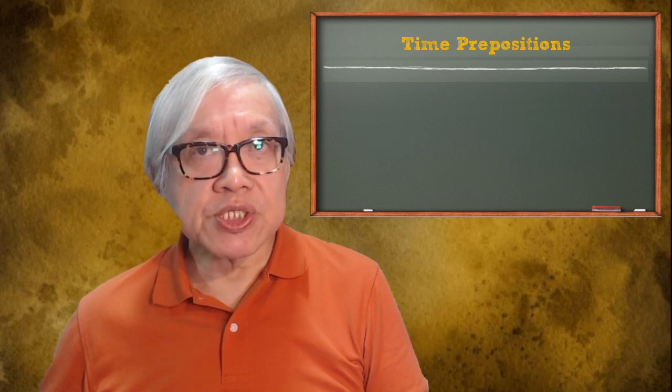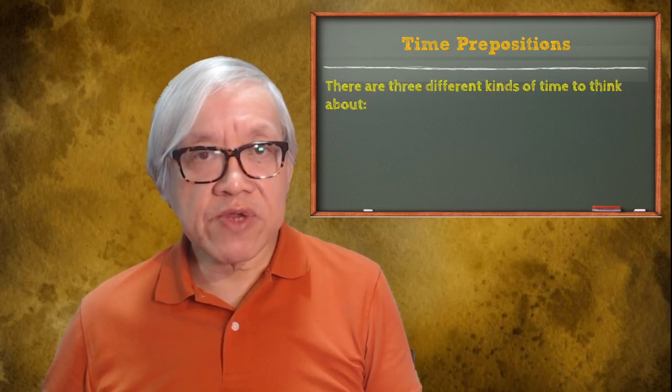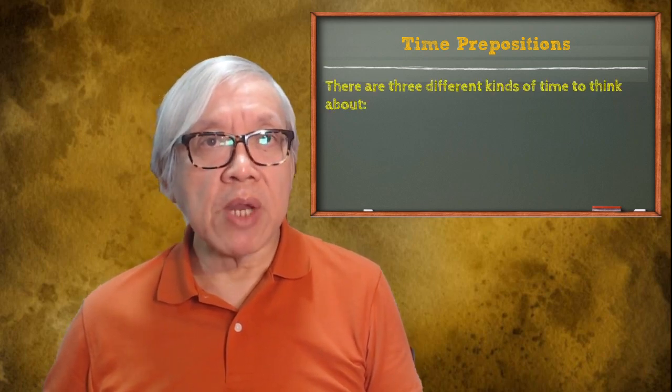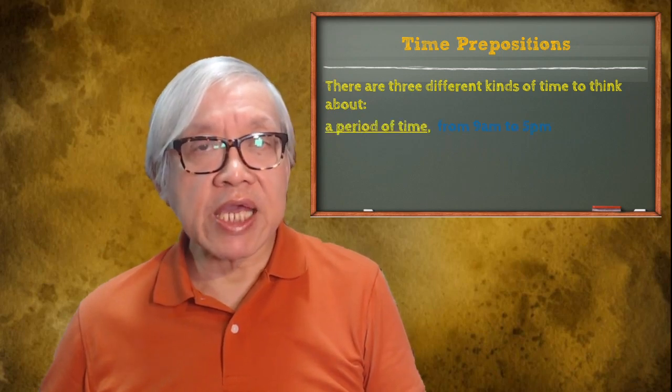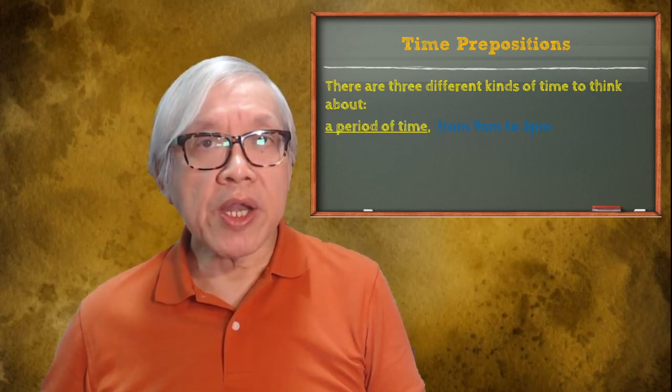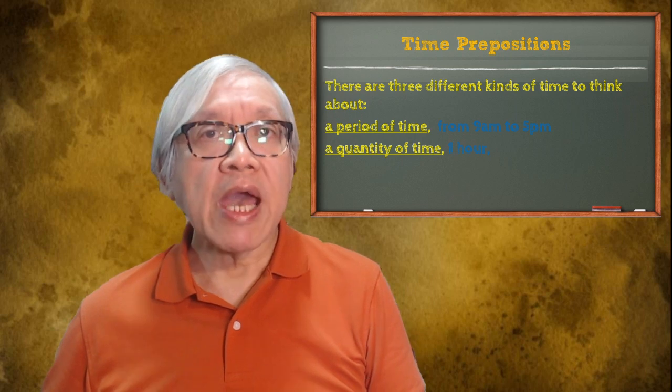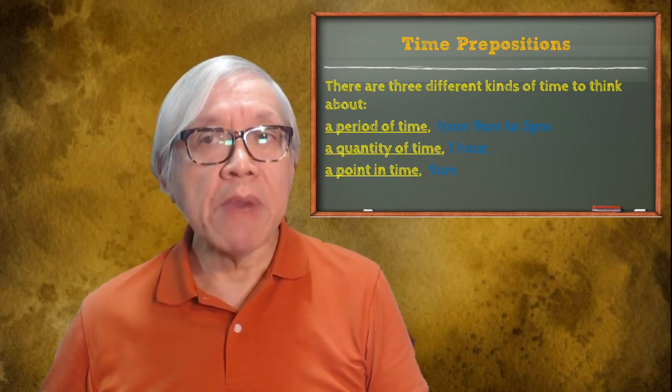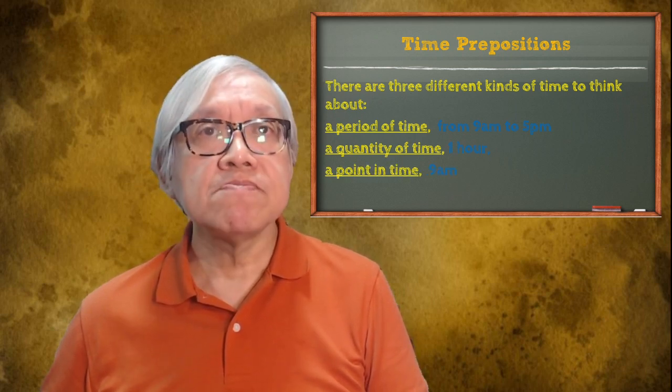Time prepositions. There are 3 different kinds of time to think about. There's a period of time, like 9 a.m. to 5 p.m. There's a quantity of time, like 1 hour. And of course, there's a point in time, like 9 a.m.